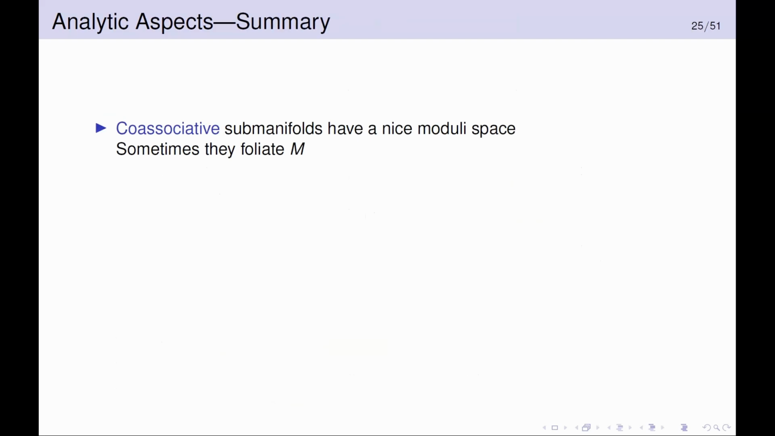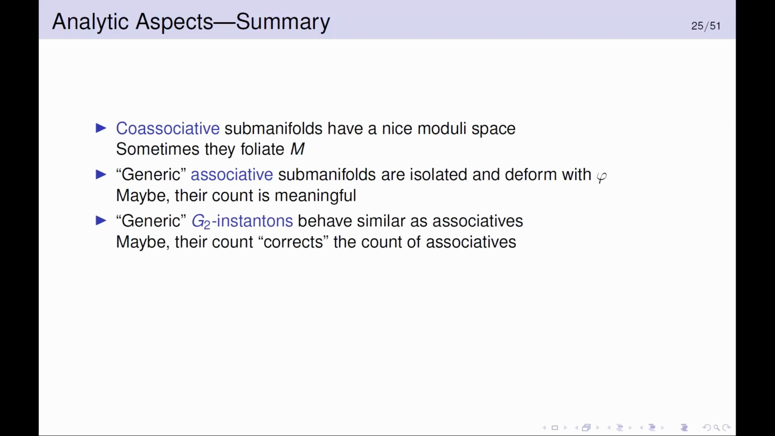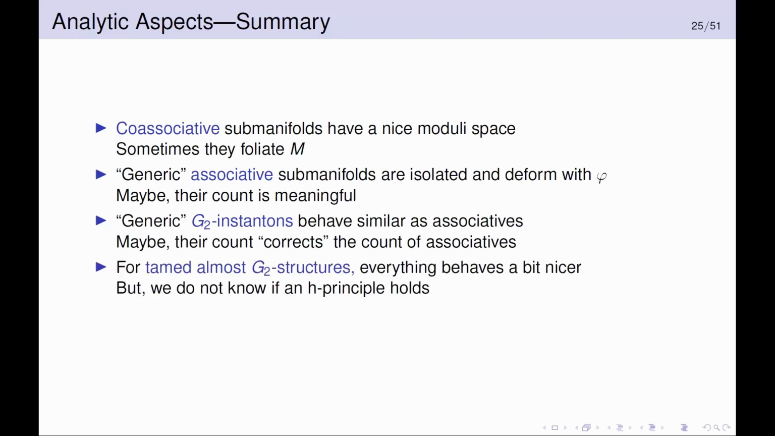Actually, we also know examples of coassociative submanifolds that exist in nature, at least in some of those examples. And I think the foliations are some of the twisted connected sums. So generic associative submanifolds are isolated and they deform with phi, and maybe it's a good idea to count them. And generic G2 instantons behave similarly, and maybe if you count them, that corrects the count of the associatives.